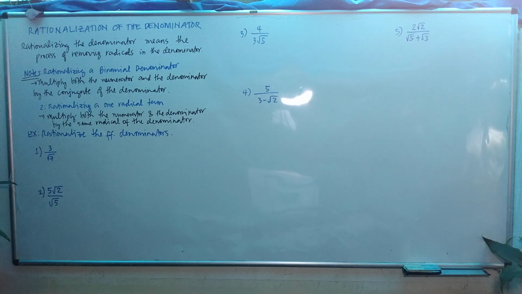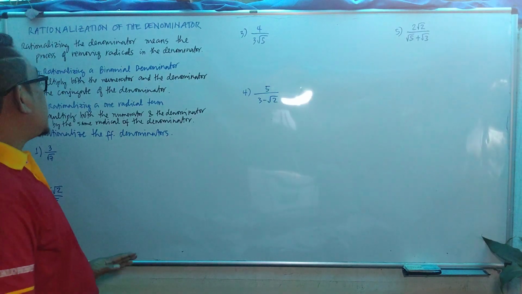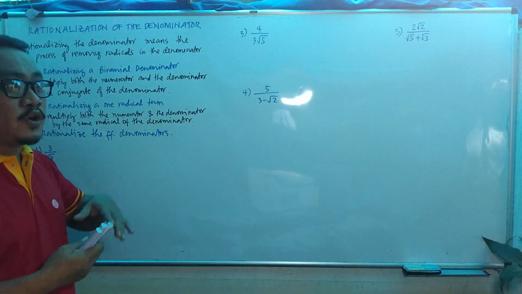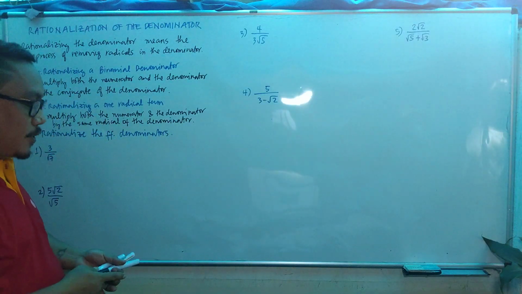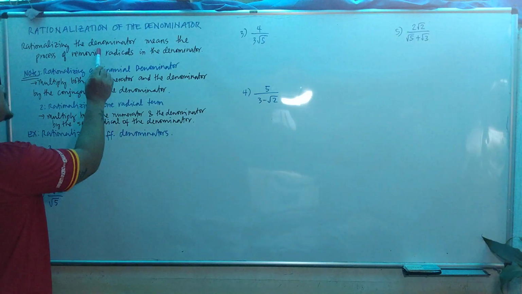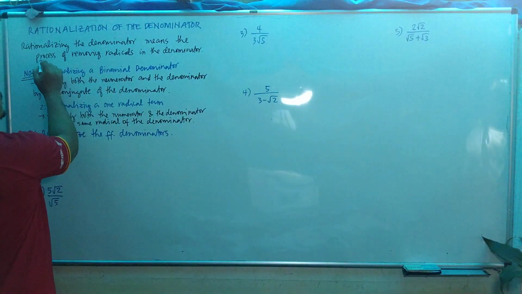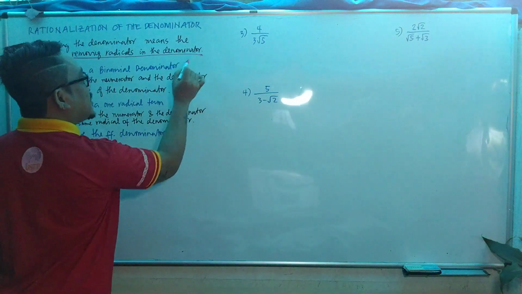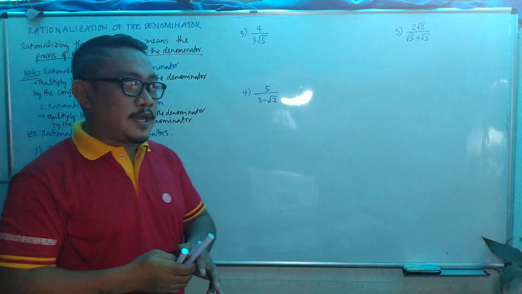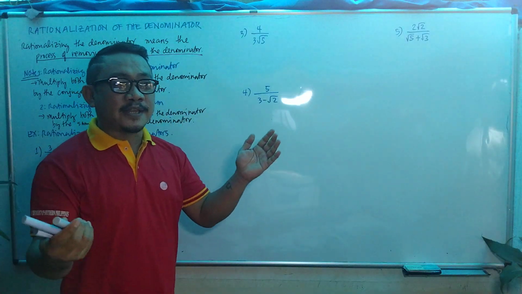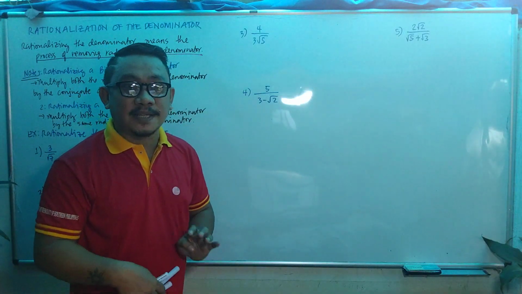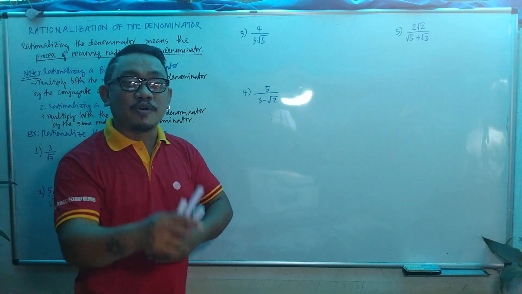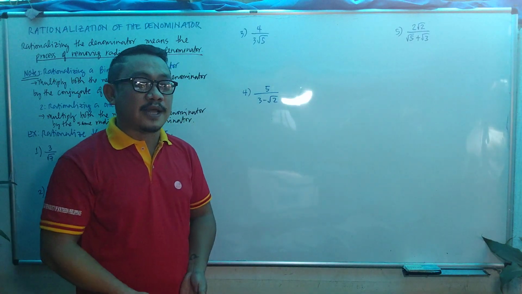So, today we will be discussing how to rationalize the denominator of radicals. Okay? So, before that, let us first define what rationalizing the denominator is. It says here that rationalizing the denominator means the process of removing radicals in the denominator. So, in other words, the radicals in the denominator must disappear. That is what we call rationalizing the denominator.